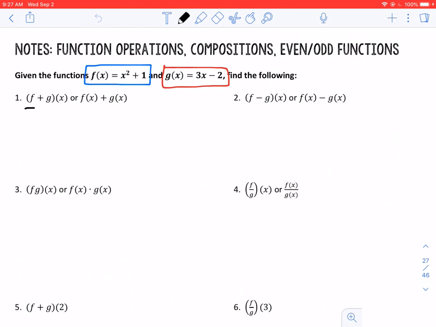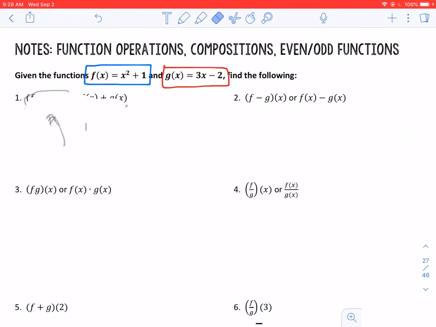We're asked to find f plus g of x. That's how we read that. F plus g of x, or f of x plus g of x. These are the same thing. So when you see this, it means this, and vice versa. This one here is probably easiest to understand, but sometimes I'll ask you for this, and it's your job to know, oh, f plus g of x just means to take f of x and add it to g of x.